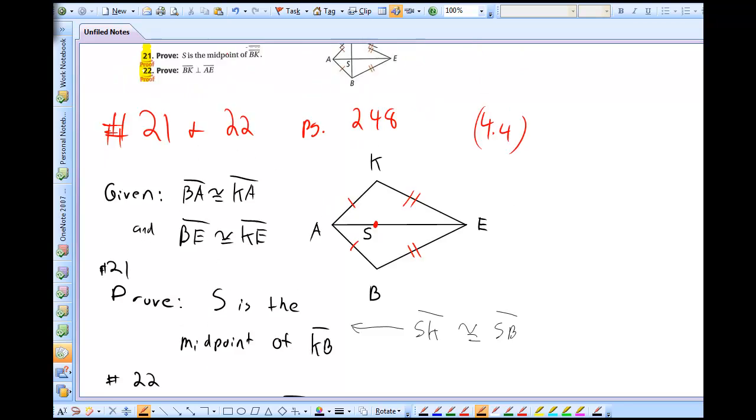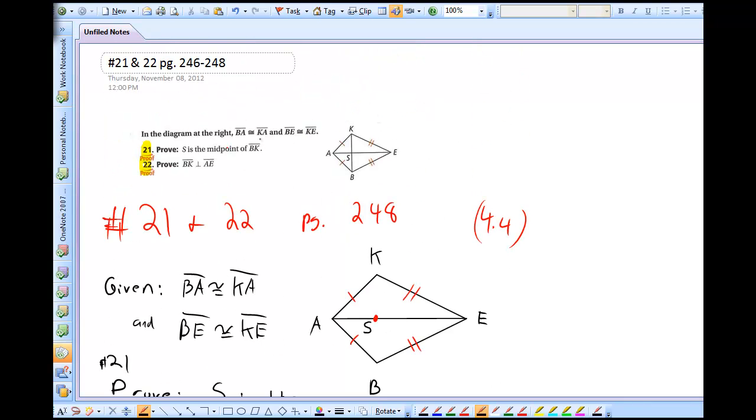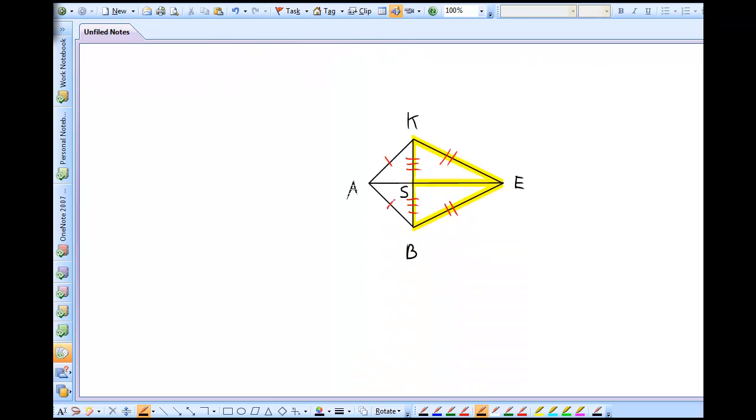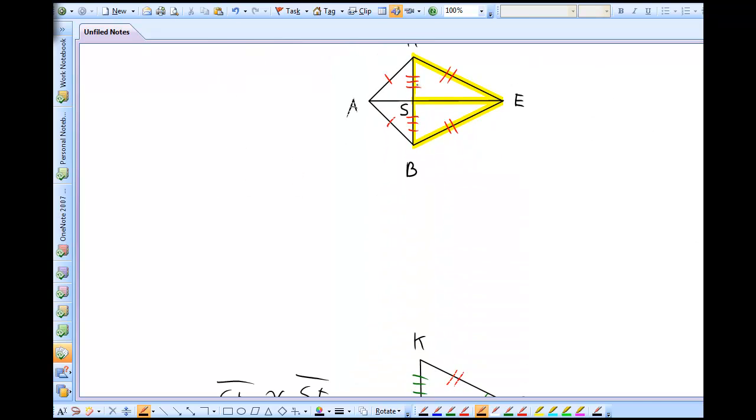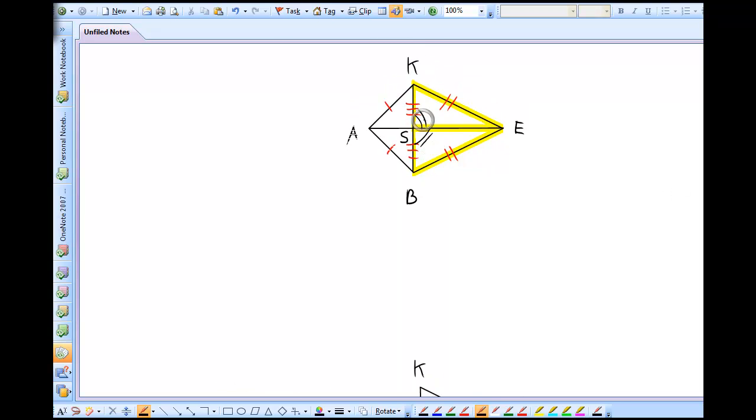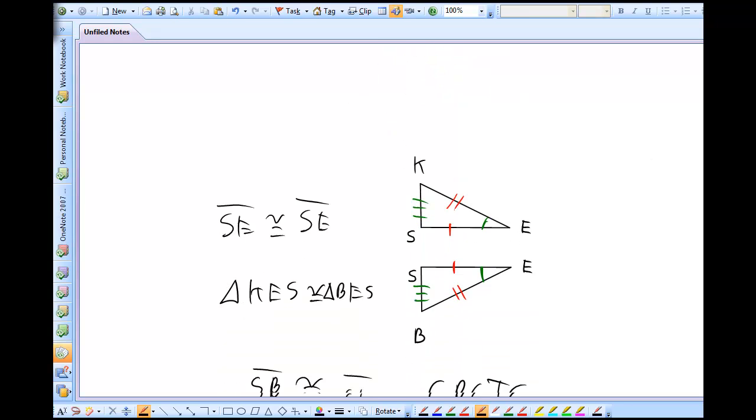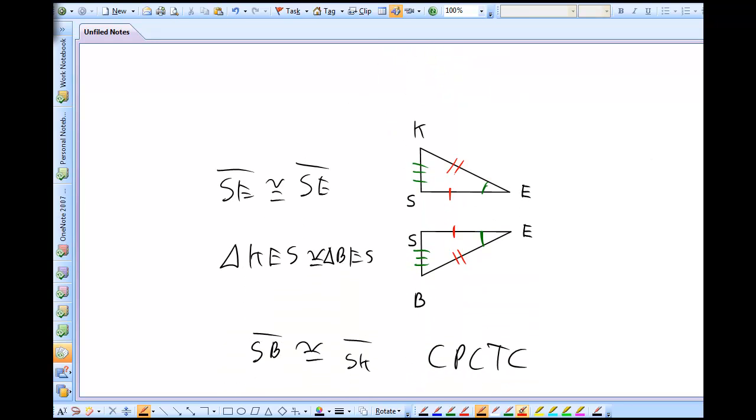Alright, that's the first part of our proof. The second part follows. We've already proved that S is the midpoint of BK. To prove that these intersecting lines are perpendicular, I already know that these triangles are congruent. I proved that this top triangle is congruent to this bottom triangle, KES and BES. Since those are congruent, that means the angle S in both of these triangles are congruent.